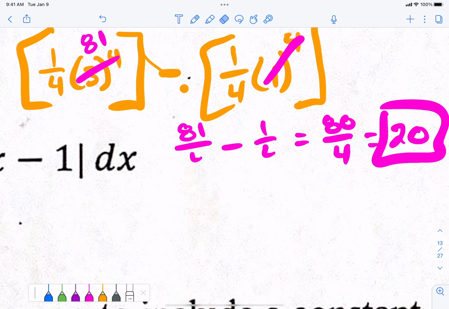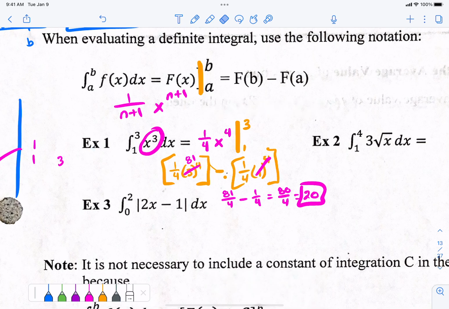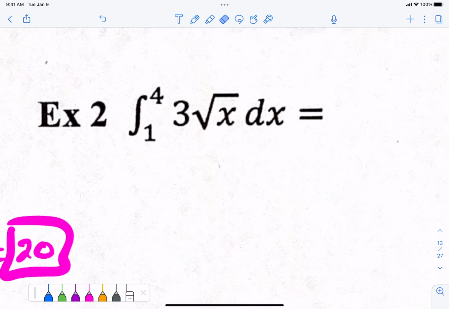Okay, so that comes out as an area of 20. So the area underneath that curve right here is 20 units. That's what we just found. Got it? Cool.